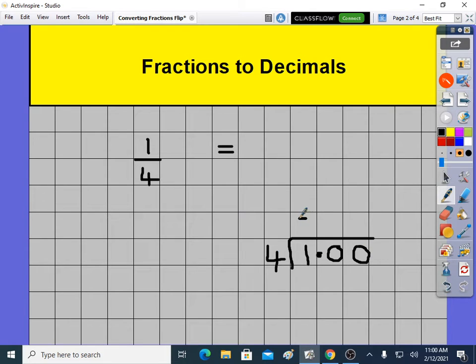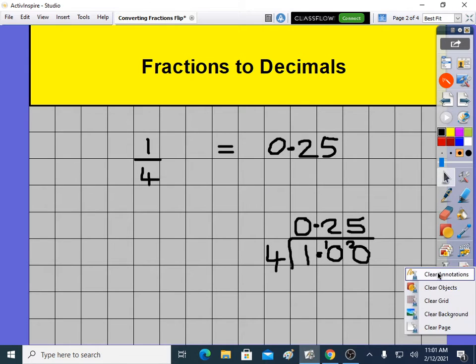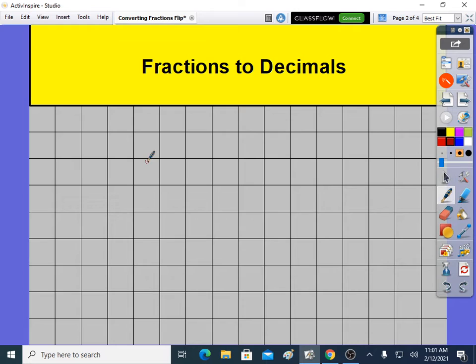How many 4's in 1? 0, carried a 1. How many 4's in 10? 2, remainder 2. How many 4's in 20? It's 5. It's 0.25. This is great really, I think, because you can turn any fraction into a decimal by dividing it. And you can get very quick on these bus stops with practice. Quick and accurate. Let's do one that you won't probably know, like 7/8.